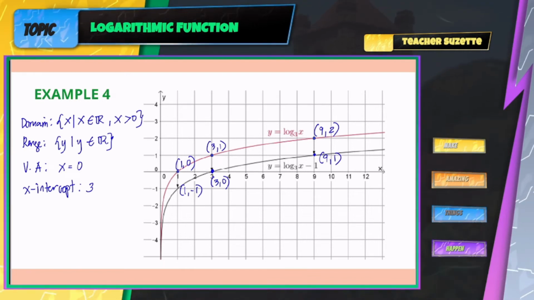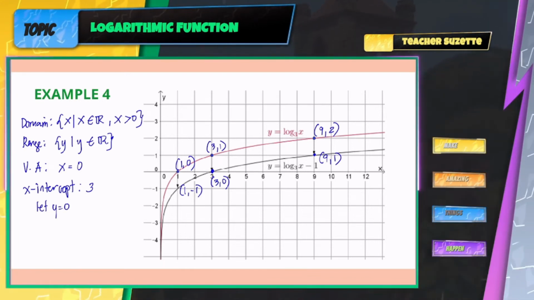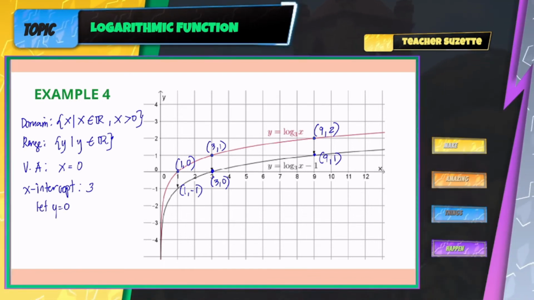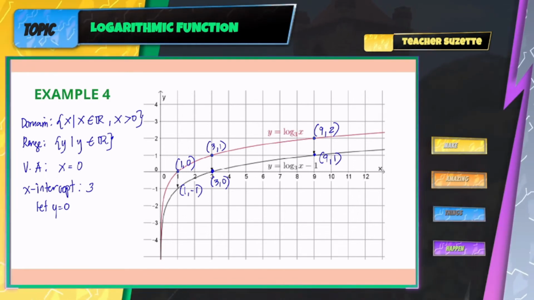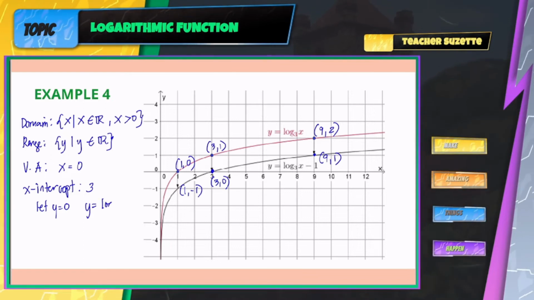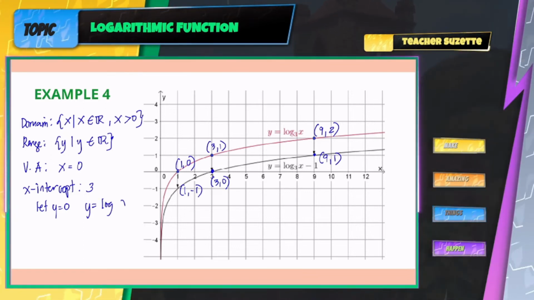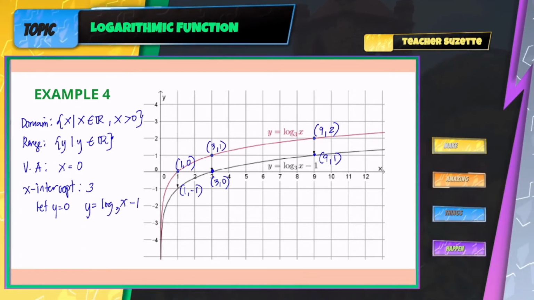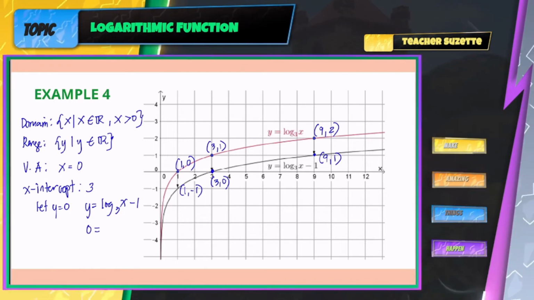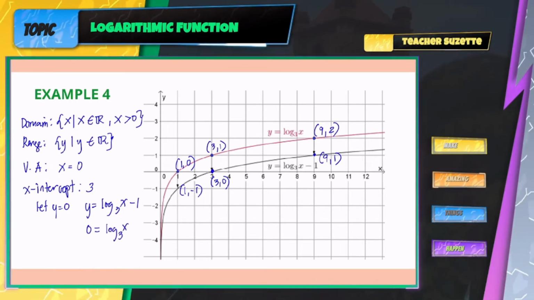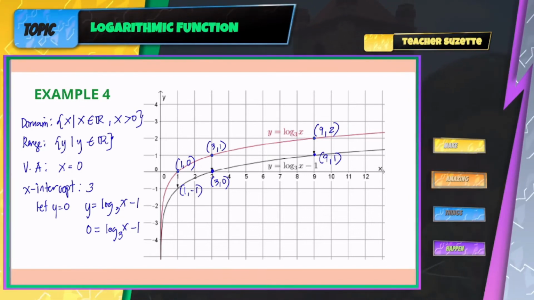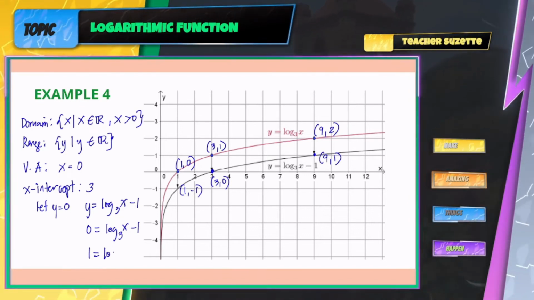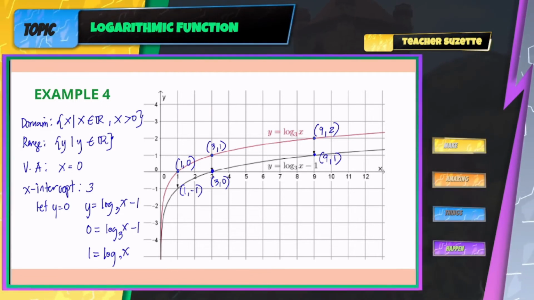So, halimbawa, if we let y is equal to 0, so we will have our logarithm from y is equal to the logarithm of x base 3 minus 1, so that is 0, equal to the logarithm of x base 3 minus 1. So let's transpose our negative 1. So we will have 1 is equal to the logarithm of x base 3.